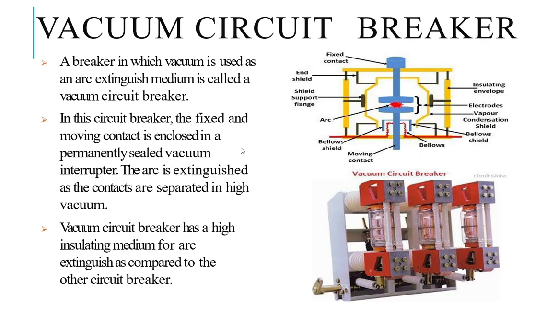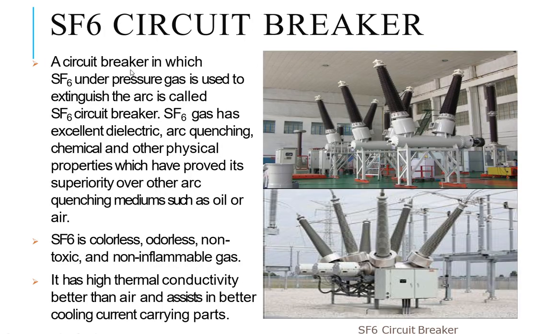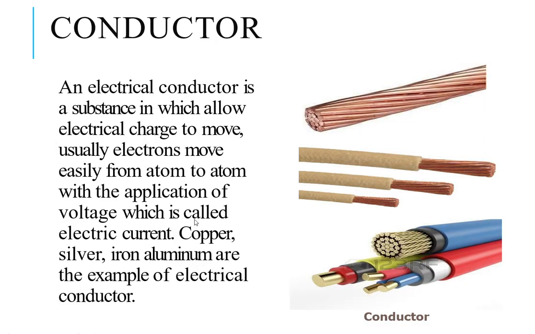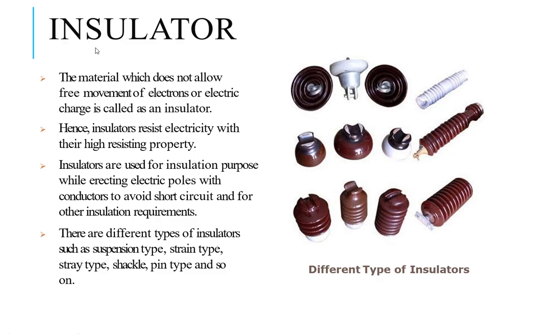Vacuum circuit breaker. Vacuum here is used as an interrupter to extinguish the arc caused by the fault. Also, there's the SF6 circuit breaker. This consists of sulfur hexafluoride as the quenching gas. There are also conductors. Conductors can be aluminum, silver, or iron.